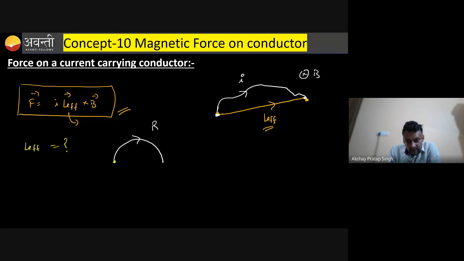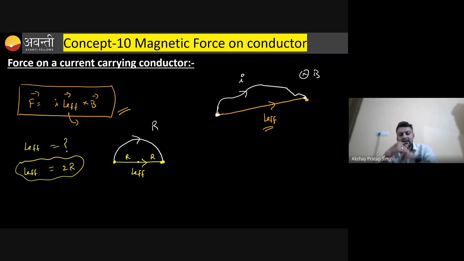The line joining the initial point. Is this the initial point, and is this the final point? The line joining these two points is the L effective. What is this length? Can you see that this is radius, this is radius, so L effective is 2R. Are you getting my point? L effective is 2R in this case. Is this concept clear? Everyone.